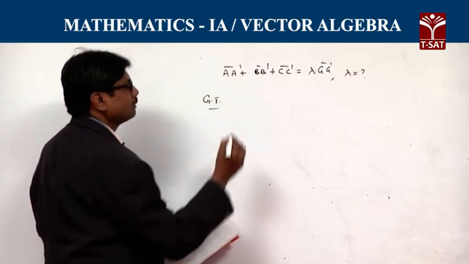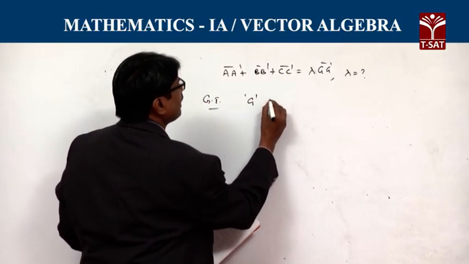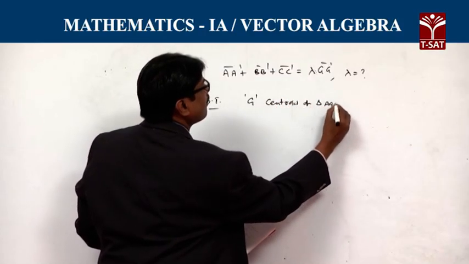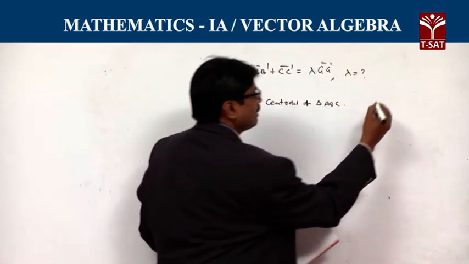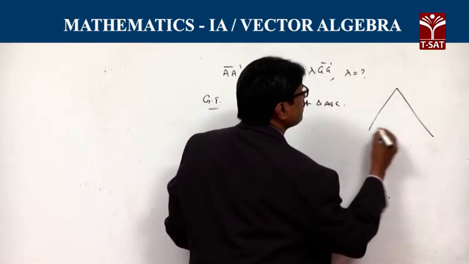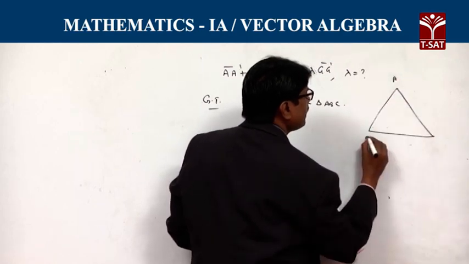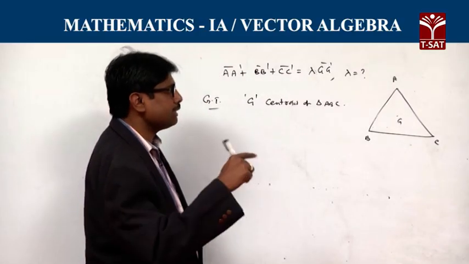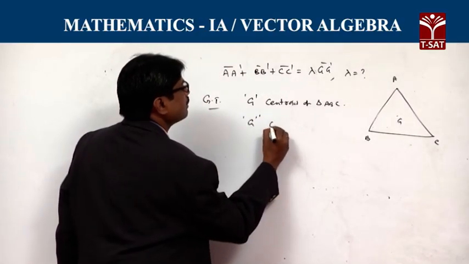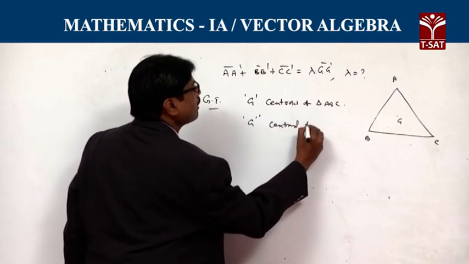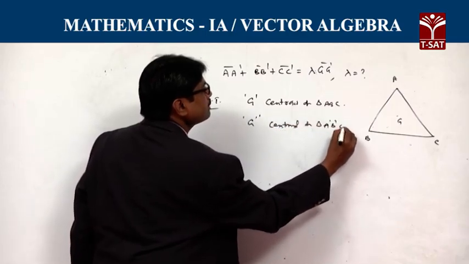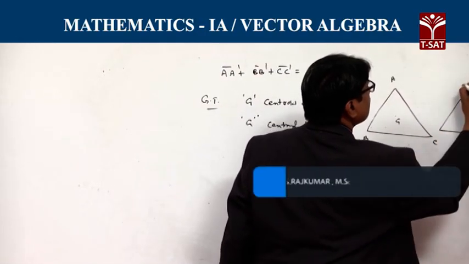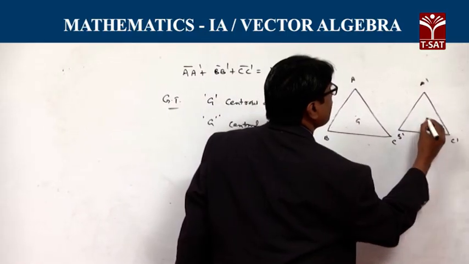Given that G is the centroid of triangle ABC. Draw one triangle ABC and define. Just now we did the proof of the centroid of ABC. G is the centroid of triangle ABC, and G dash is the centroid of the second triangle, the centroid of triangle A dash, B dash and C dash.